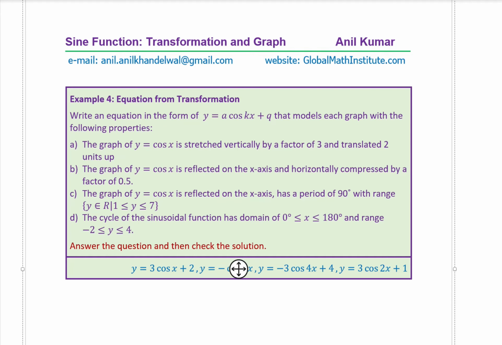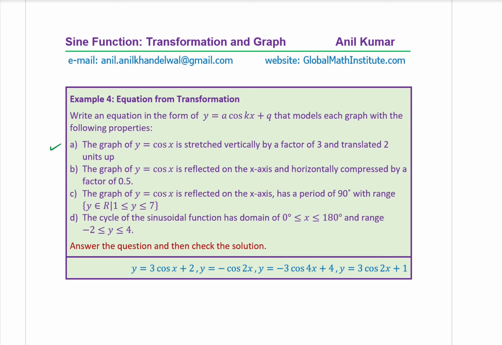Let's move forward and find the equation from transformation. The question here is: write an equation in the form of y equals a cos x plus q that models each graph with the following properties. There are 4 questions here. A. The graph of y equals cos x is stretched vertically by a factor of 3 and translated 2 units up. You need to write the equation for this description.